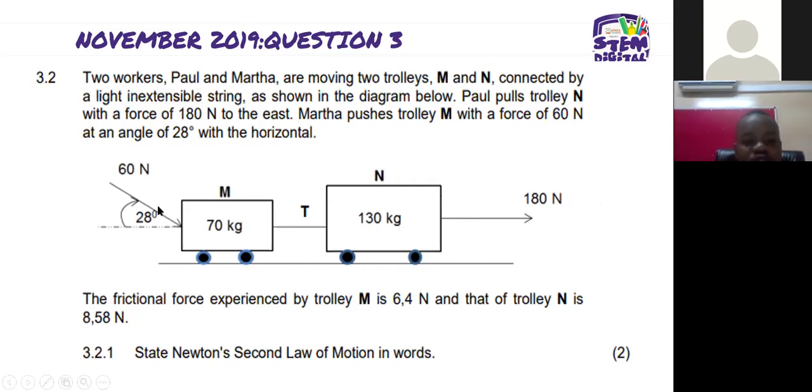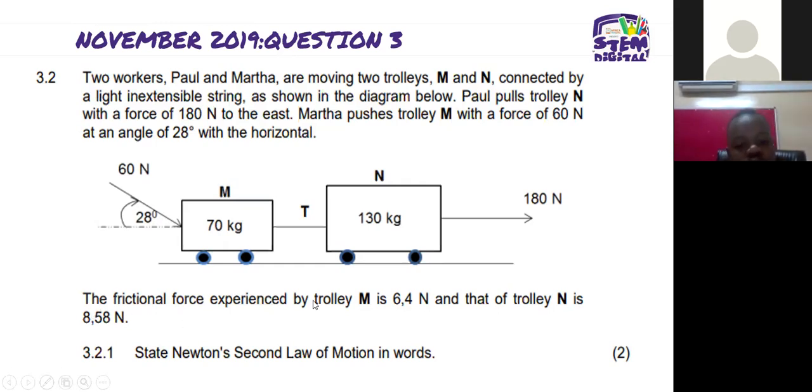And the other force there is acting at an angle of 28 degrees with the horizontal. This is a similar question to the one that we did yesterday on two body systems. But this one, the force is acting at an angle. So we are going to have to work with components and so on, right? So it's a two body system.